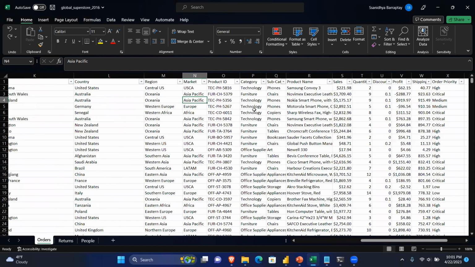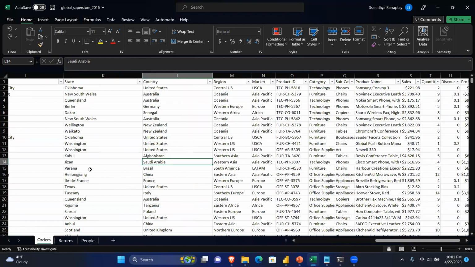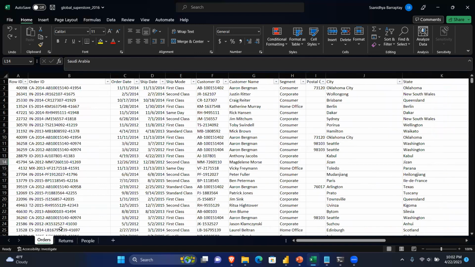Next, we have the product ID, the product name, the categories, and subcategories of the particular category. We have the total sales. For each product and the quantity in which the product was sold, we have the sales amount for those particular products. We have the discount percentage if there was any discount on the particular products, and we have the profit amount right here. The profit amount is negative as well as positive for some of the products. Next we have the shipping cost for each product, and the order priority. So this is what the orders sheet is about.